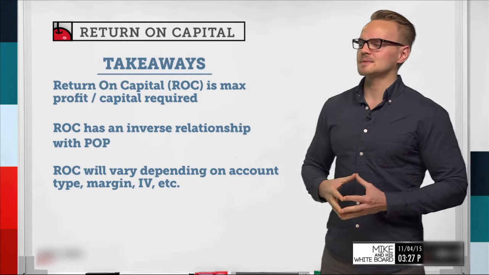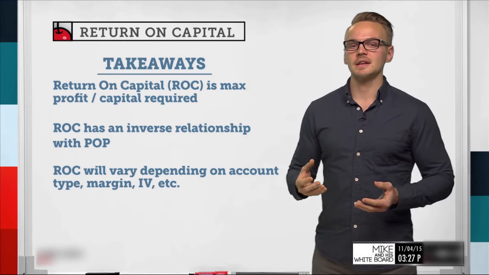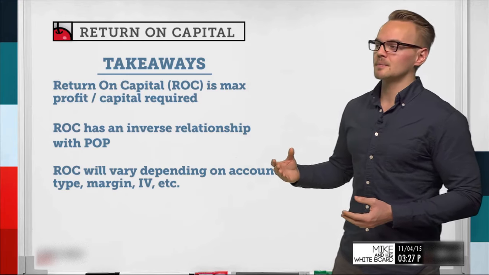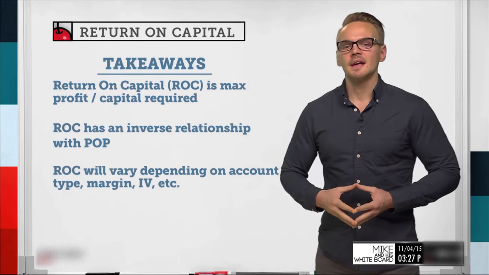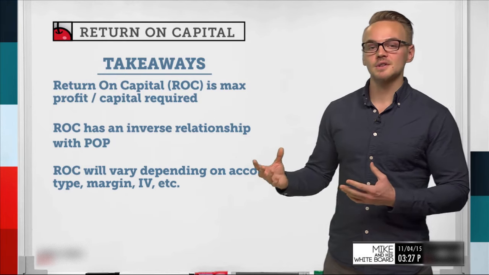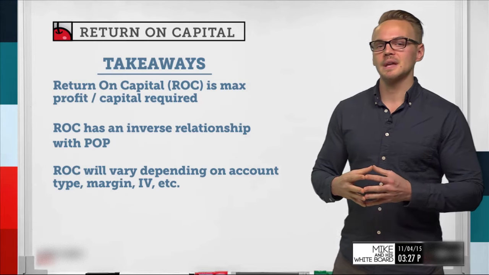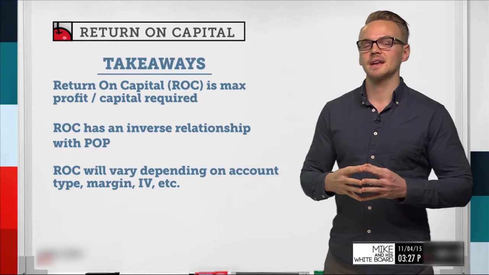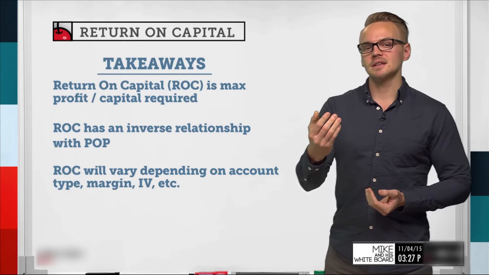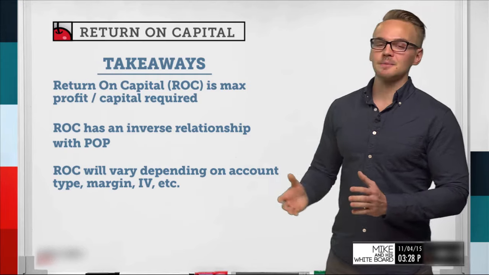And last but not least, return on capital will vary depending on account type, margin, IV, etc. So there's a lot of different variables that go into it, but in general, the biggest one is going to be account type, and that's going to vary between IRA accounts, margin accounts, portfolio margin accounts, cash accounts. So it really just boils down to what account we have, and it's important to understand what that is and just look at the buying power reduction of each trade so we can easily calculate the return on capital of those trades. So this has been Return on Capital.